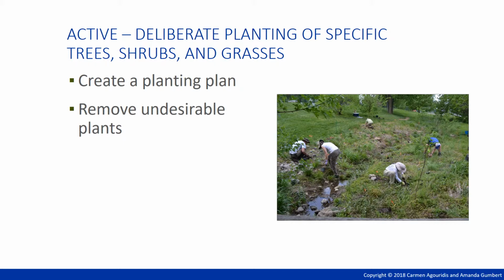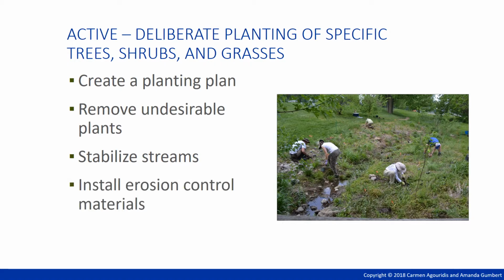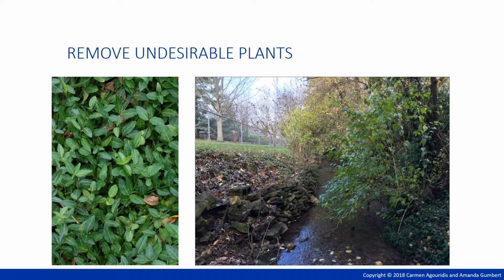When utilizing an active stream buffer establishment approach, you may consider consulting with a design professional. Your planting plan may involve removing undesirable species such as winter creeper and bush honeysuckle so that you can replace them with plants that will better serve the stream buffer habitat and improve water quality.